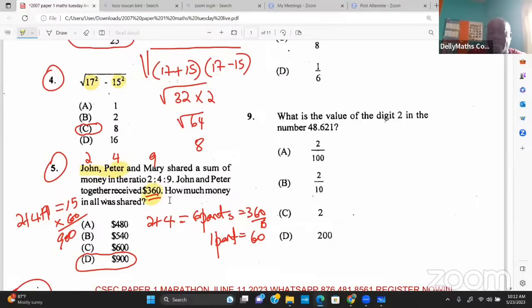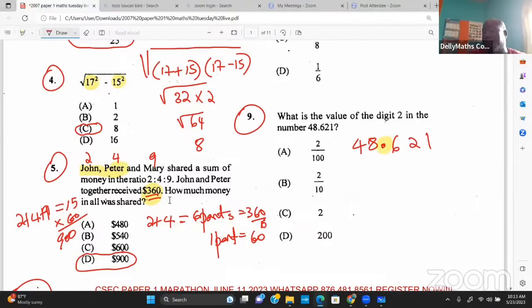All right, let's look at number 9 right here. All right, so number 9 says, what is the value of the digit 2 in 48.621? The moment we approach the decimal point, I will highlight here. We're going to be in the decimal world.